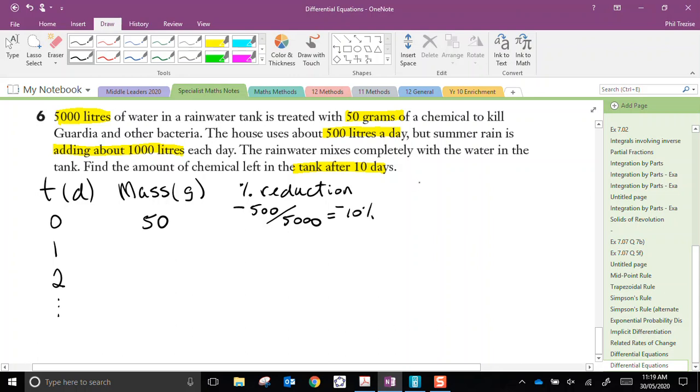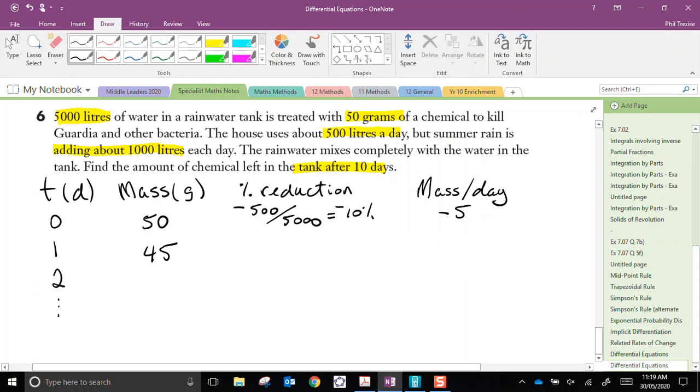Now, how much mass would be lost per day? Maybe I should have written mass in front of that. The mass per day, the change per day. Well, a 10% of 50, that's minus 5 grams per day. On the next day, we would have 45 grams.